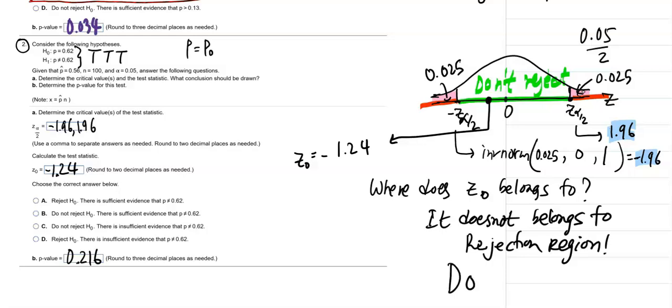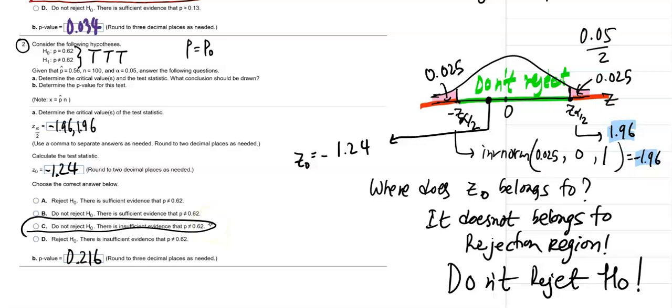So do not reject the null hypothesis. So the answer is do not reject null. Here there are two options, do not reject null, and if you do not reject null, there is insufficient evidence to support the alternative hypothesis. The answer is part C.